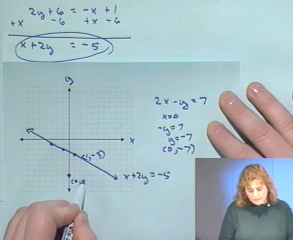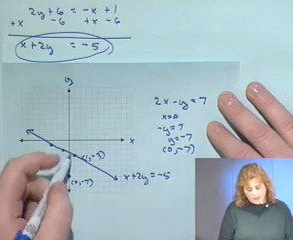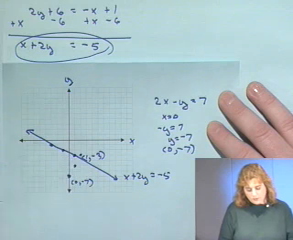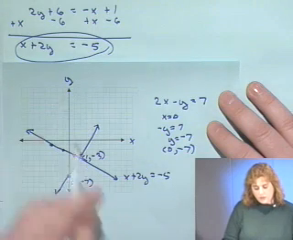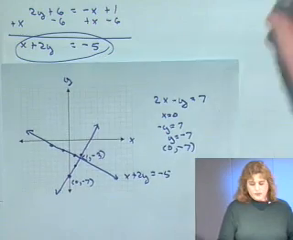And we have a slope of 2 for that line, so we'll go up 2 and over 1, up 2 and over 1. And you can see that these two lines cross at a right angle. That's how they look when they're graphed.